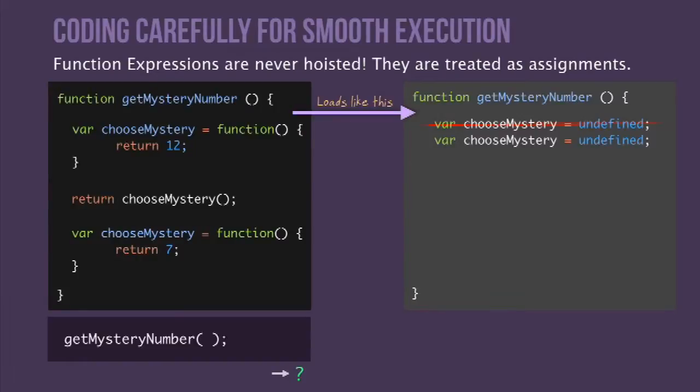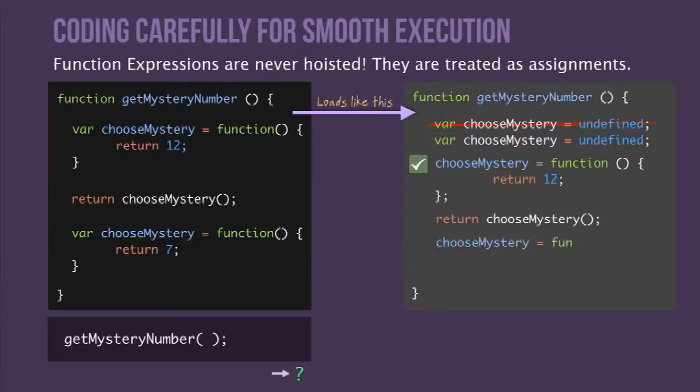Then we arrive at an executable statement. That is, when the choose mystery variable gets assigned a function expression, this one returning 12. Following that, we see the executable statement return choose mystery. And so this function is going to terminate at this line. It's actually going to call the choose mystery function right now.